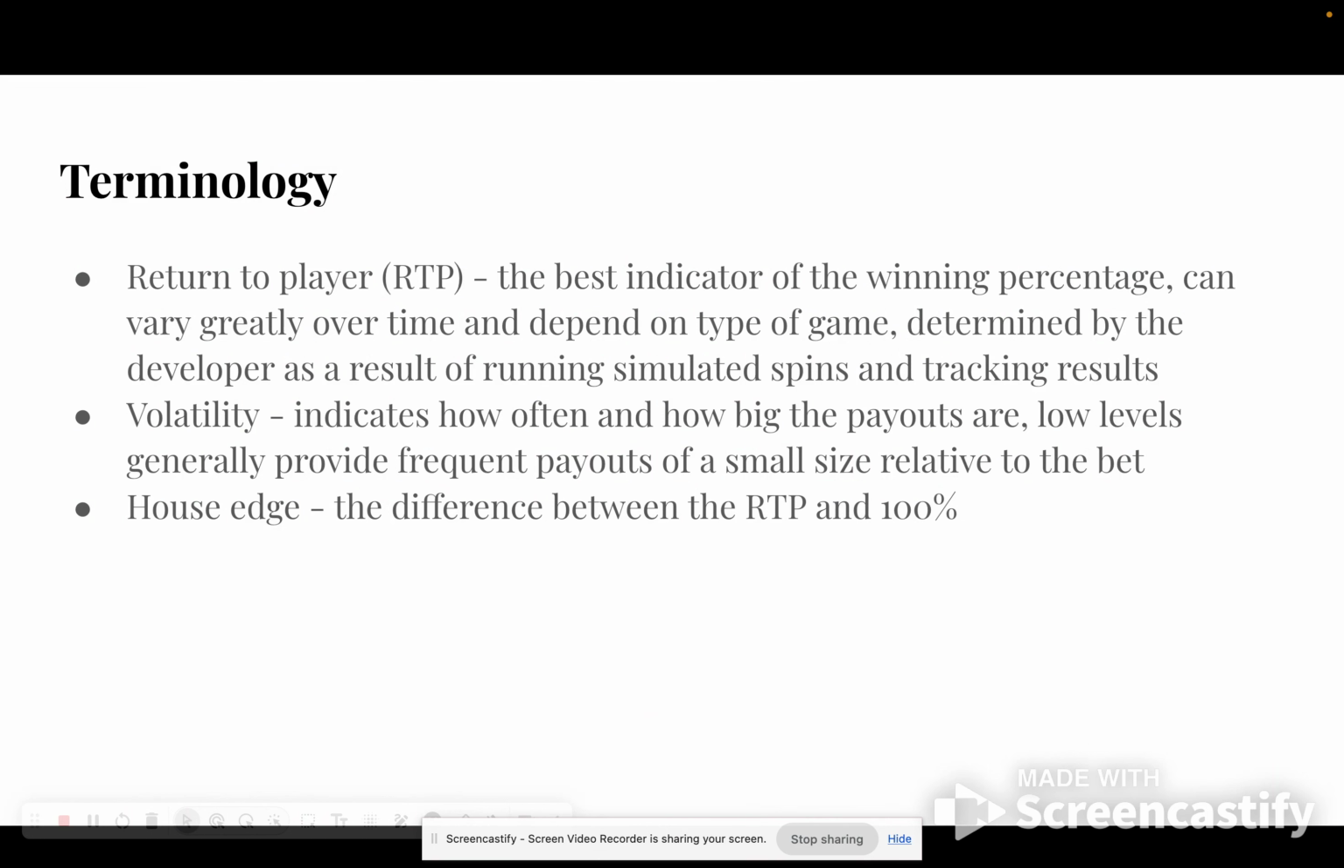And then volatility, this indicates how often and how big the payouts are. So, for example, low levels generally provide frequent payouts of a small size relative to the bet you place. It's easier to understand once we go through the presentation, but that's a good example of it. And then house edge, this is basically how much the house makes off of your bet. So it's the difference between the RTP and 100%. And again, you'll understand it more once we go through the presentation.